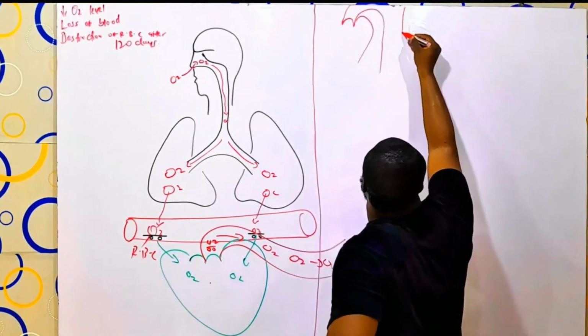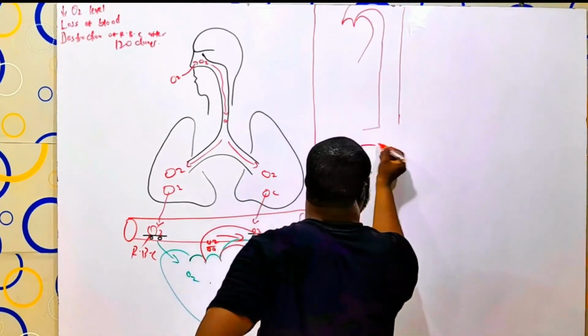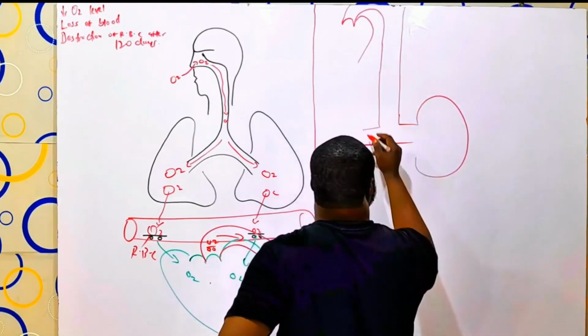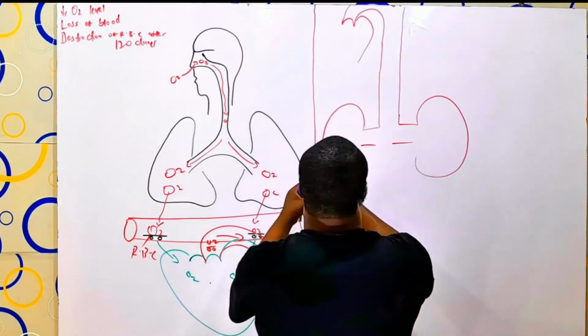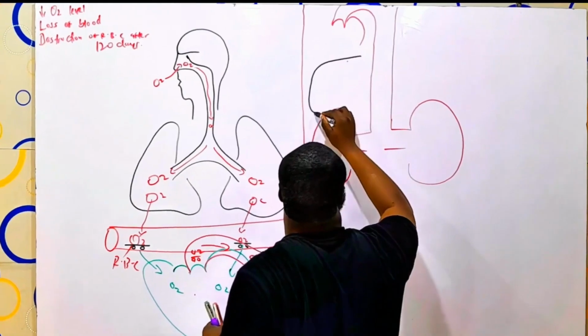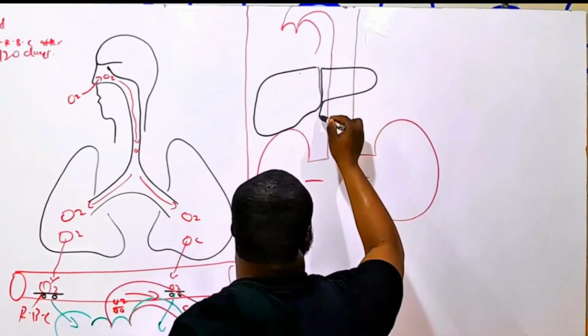If it keeps coming down like this, it's going to have some kind of connection with some organs. One of them is the kidney, right here. So we have another kidney right here. And around here we have the big organ called the liver. So we have the liver right here.